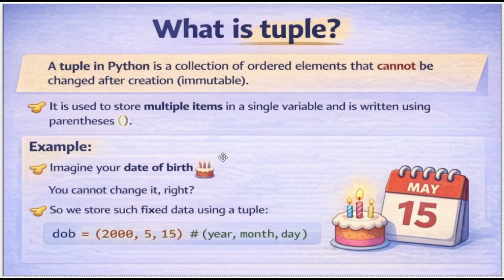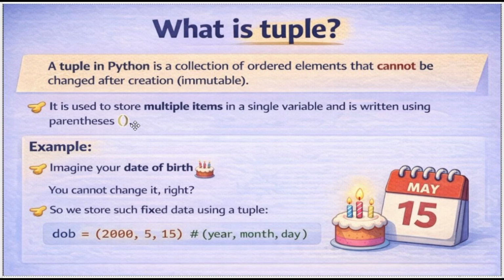What is a tuple? A tuple in Python is a collection of ordered elements that cannot be changed after creation, which is called immutable. Tuple is immutable. When we compare it to list, list is mutable, meaning we can change it after creation. That is the difference between tuple and list. It is used to store multiple items in a single variable and is written using parentheses.